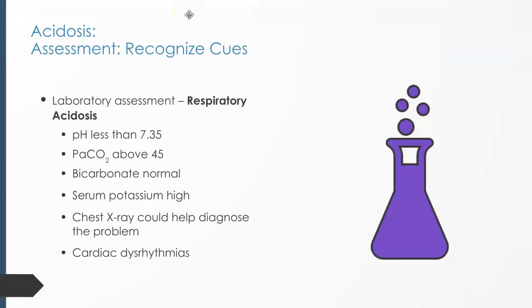So again, for our respiratory acidosis, we're going to have a pH less than 7.35. Our PaCO2 is going to be above 45. And remember with that, that's where we have our opposite, right? So one is down and one is up. And the bicarbonate is going to be normal. And then our potassium is elevated with acidosis. One of the things we can do is a chest x-ray to help diagnose the problem because it's a respiratory issue. And then we're going to monitor for cardiac dysrhythmias, making sure that there aren't any things going on with that.